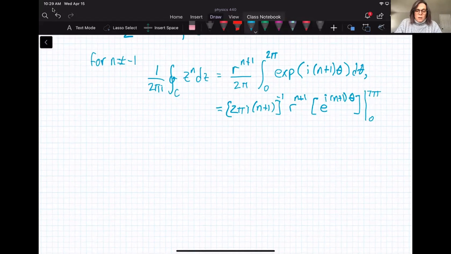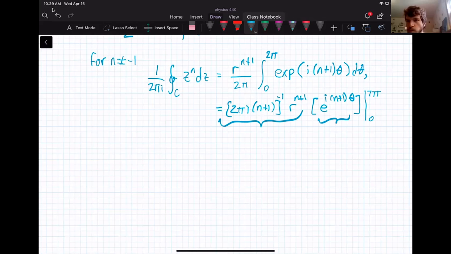All right, so what's the result of that integral? Ignore the front part. What happens when we evaluate e to the i(n plus 1) theta from 0 to 2 pi? 1 minus 1. If you expand what this is equal to, this ends up being equal to 0. Another way of saying this is that z to the n is analytic.